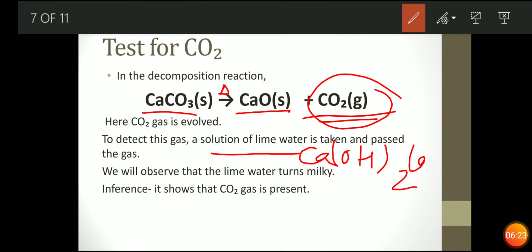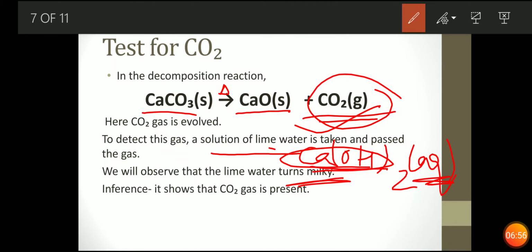It is in aqueous state. Why is it aqueous? Because the calcium hydroxide is in powder form, and this powder is mixed with water. When any solid substance is mixed with water, it will form an aqueous solution. So we have taken calcium hydroxide, that is lime water, and we will pass the CO2 gas through it. Now what we will observe is that this lime water will turn milky.